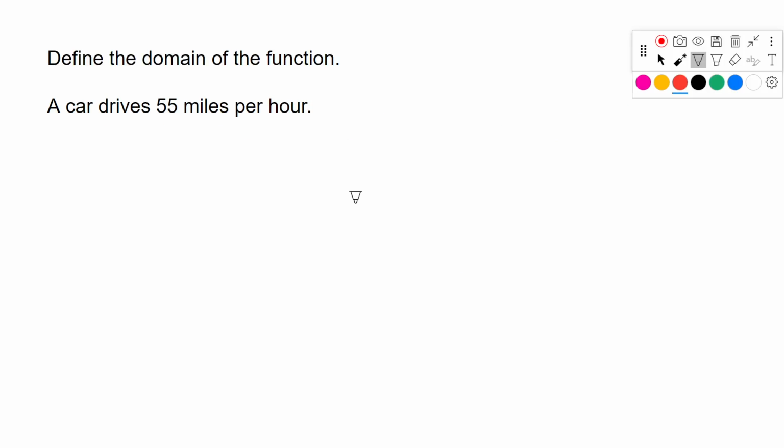In the situation of a car driving 55 miles per hour, it's like the car is on cruise control, this is going to be continuous because a car is constantly in motion once it's put in drive and the brake is not applied. So this is continuous.